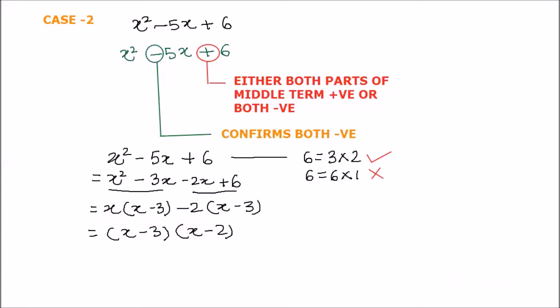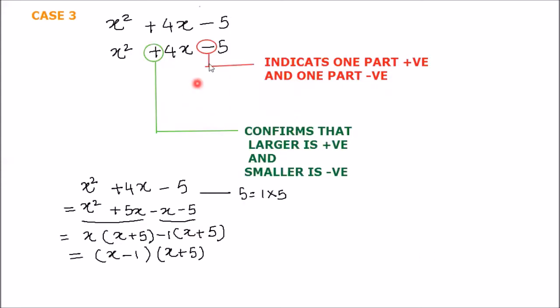So in these two cases, you have learned how to factorize the quadratic polynomial when we have a plus sign with the constant term. Let's consider the cases when we have a negative sign in the last term. The constant term is negative. If the constant term is negative, that makes you sure that one part of the middle term will be positive and one part will be negative. Now you will look at this sign, the sign with the x-involving term. If it is positive, that confirms that the larger part will be positive and the smaller part will be negative.